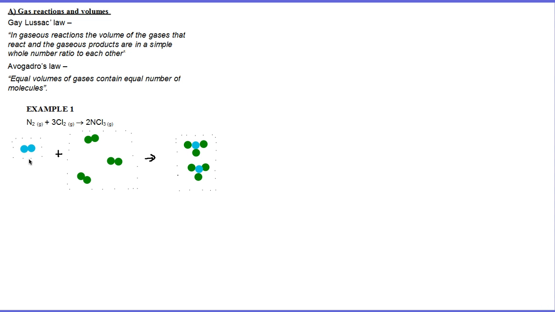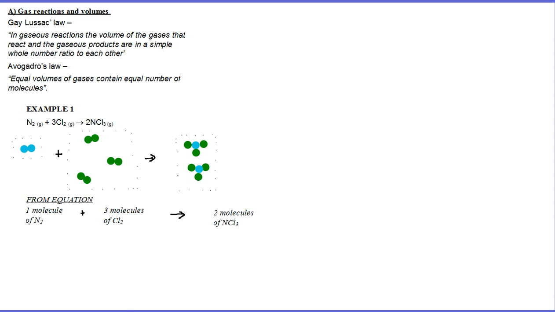Well, what it means is that one nitrogen molecule is reacting with 3 chlorine molecules to make 2 nitrogen trichloride molecules. And what Avogadro's law is saying is that equal volumes of gas contain equal numbers of molecules. That means effectively this one molecule will take up 1 unit of space, these 3 molecules will take up 3 units of space, and these 2 molecules will take up 2 units of space. And obviously from the reaction itself, one molecule reacts with 3 molecules to produce 2 molecules. So from the equation, 1 molecule of nitrogen plus 3 molecules of chlorine turns into 2 molecules of nitrogen trichloride.